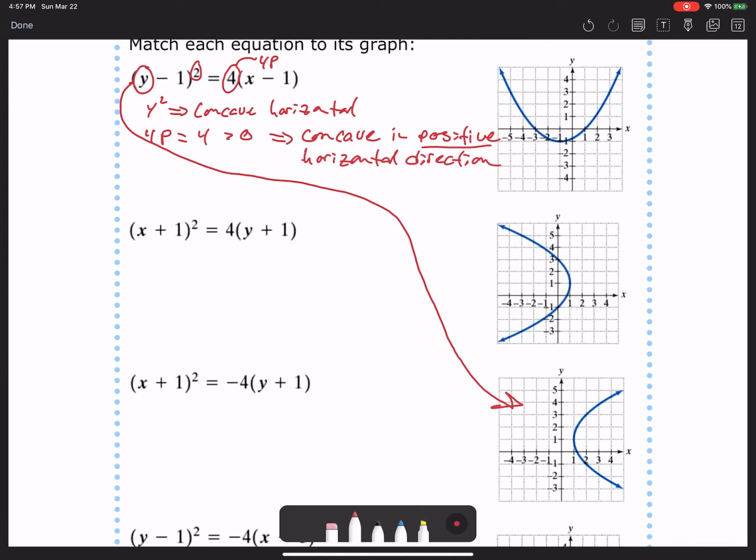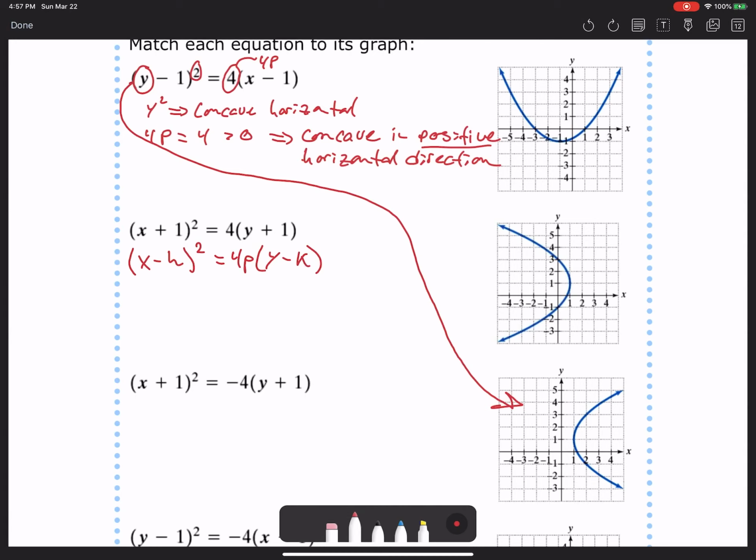Well, let's actually do that. Because I've written so much stuff up here already, let's have that conversation when we look at the next equation. In the next equation, this actually says x minus h squared equals 4p times y minus k.